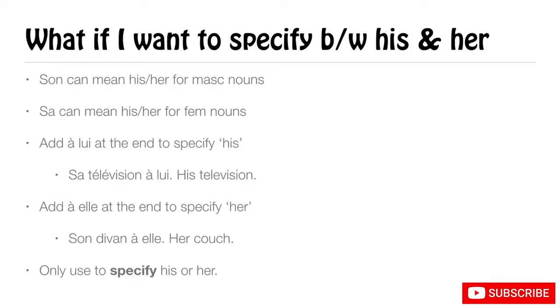So what if I want to specify between his and her? As we just learned, son can mean his or her for masculine nouns, and sa can mean his or her for feminine nouns. So in order to specify between the two, you can add à lui at the end to specify his. So sa télévision à lui, his television. Then add à elle to the end of the word to specify her. So son divan à elle, so her couch.